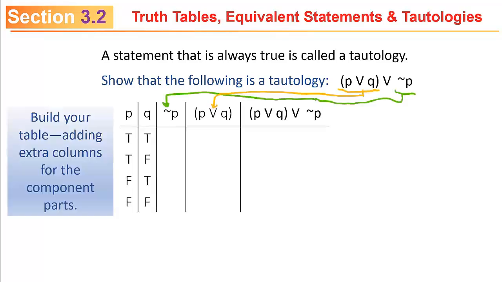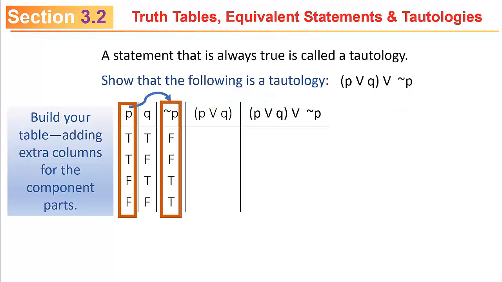Add the extra columns. Remember, you're going to start out with a P column and a Q column with every possible combination of true and false. You notice up there there's a not P inside of the whole statement, so you make a not P column. And then on the left there's a P or Q, so you'll make a P or Q column. And then you'll want a column at the end that encapsulates the entire statement. And from there you just move from left to right.